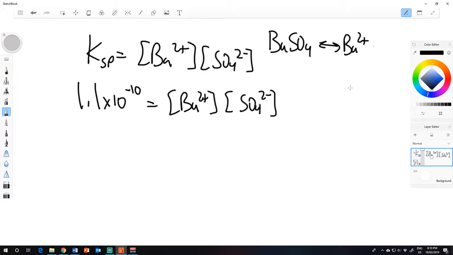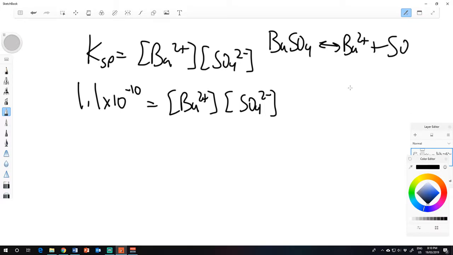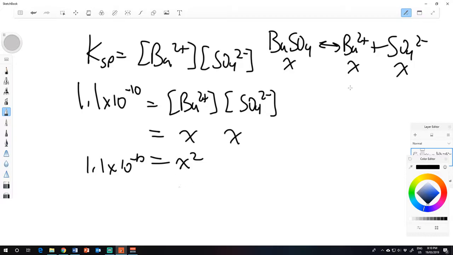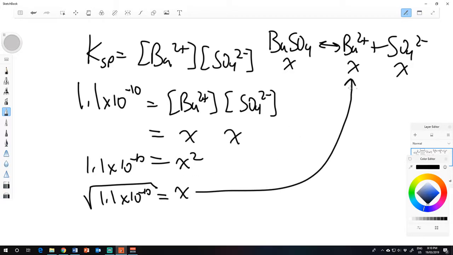Ba2+ and SO4 2-. If I have an unknown amount of this, it'll dissolve into equal unknown amounts of that and that. So we can say the barium has a concentration of X, sulfate has a concentration of X. That can really just simplify to X squared. So X squared is 1.1 times 10 to the negative 10, and then X will just be the square root of that. Then we can take that X and put it into the concentrations of these, and that'll be the concentration of our salt.